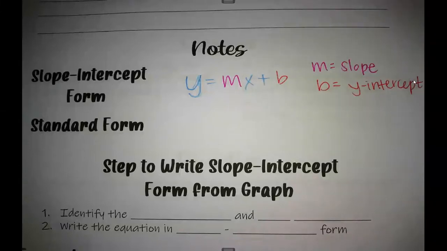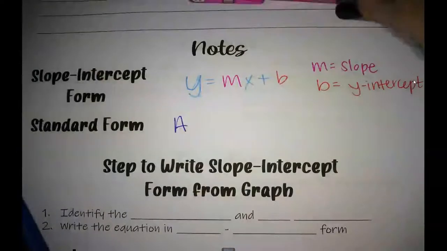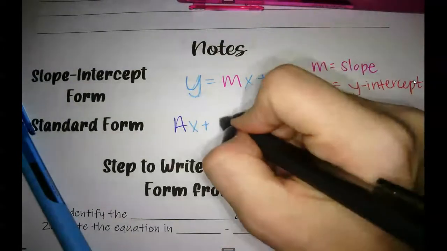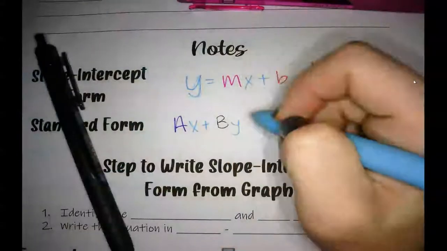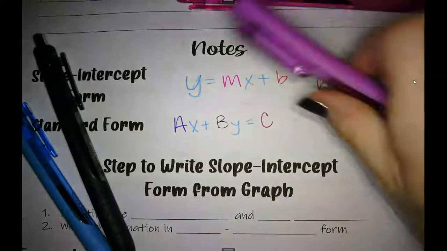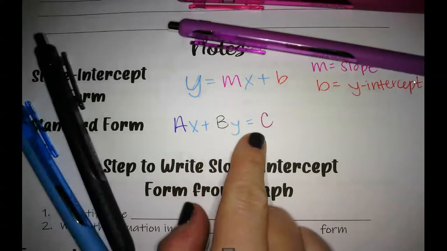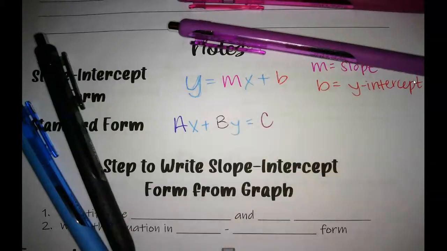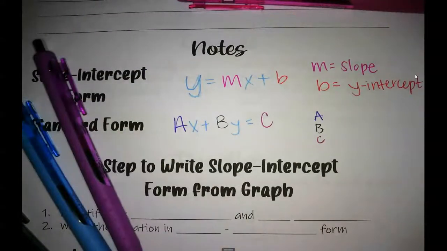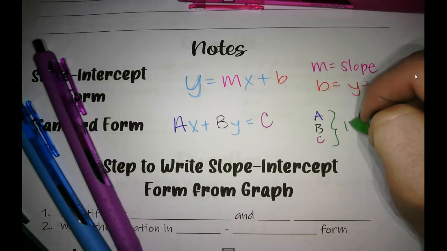Okay, standard form is going to look like this: Ax plus By equals C. So the light blue is what's going to stay the same. We're always going to have that x and that y, and that equals, and then our A, our B, and our C. These are all just going to be numbers.